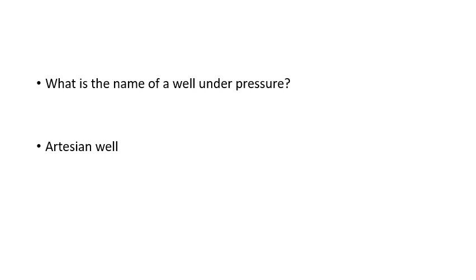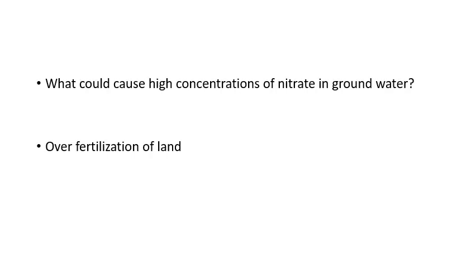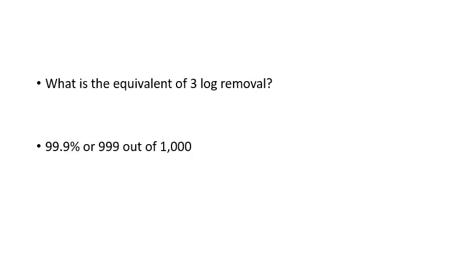What is the name of a well under pressure? Artesian well. What could cause high concentrations of nitrate in groundwater? Overfertilization of land. What is the equivalent of 3-log removal? 99.9%, or 999 out of 1,000.